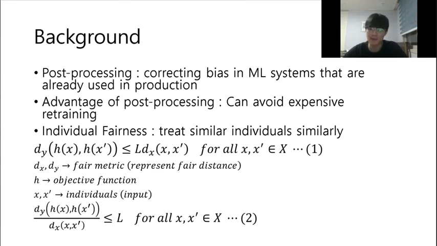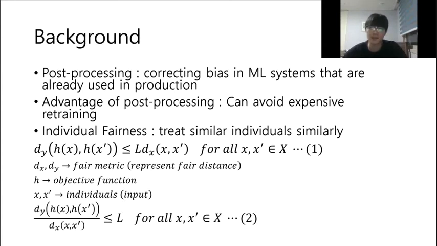The mathematical definition of individual fairness is equation 1 here. I will explain the parameters of equation 1. dx and dy are fair metrics that represent fair distance. h is the objective function, and x prime is the individuals' counterpart. We can say that is the input of post-processing.